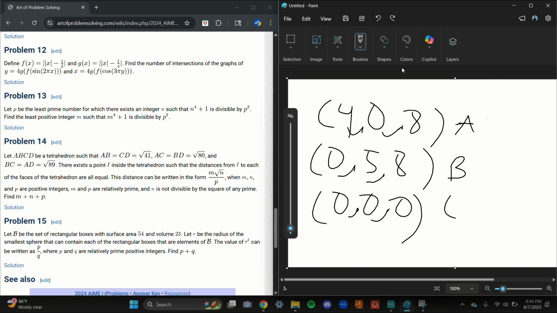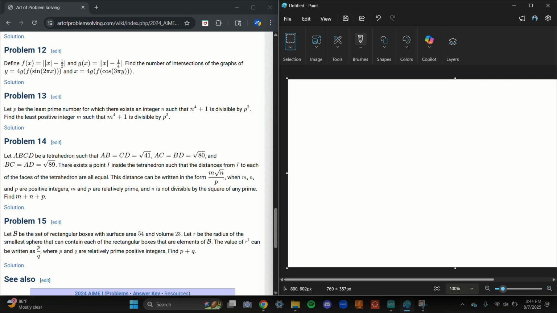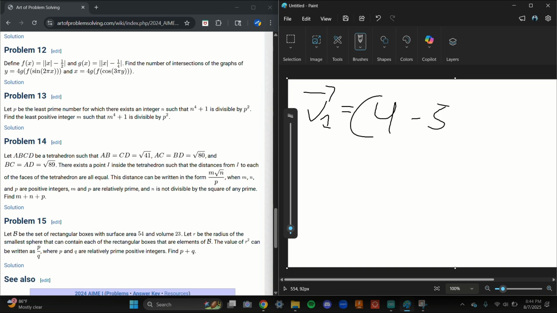So let's first find the vector going from A to B. So 4 minus 0 is 4, 0 minus 5 is negative 5, and 8 minus 8 is 0. Wait, there are no commas. Let me actually just clean things up a bit. So let's just call the vector going from A to B V1. So V1 is going to be 4, negative 5, 0. We just subtracted the coordinates of B from the coordinates of A.